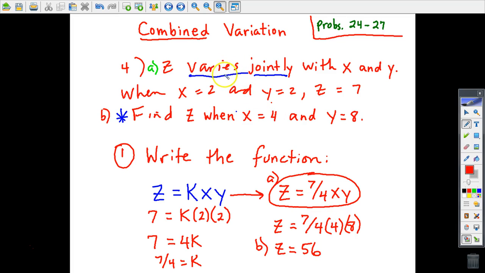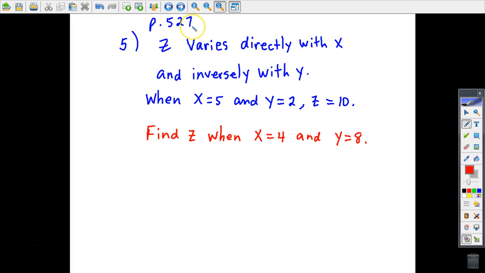Well, that's the example that says varies jointly. Just think of all multiplication. z is going to be equal to the constant times x and y. All right, well, let's look at another example where the wording changes a little bit. This is a combined variation which has direct variation and inverse variation within the same function.